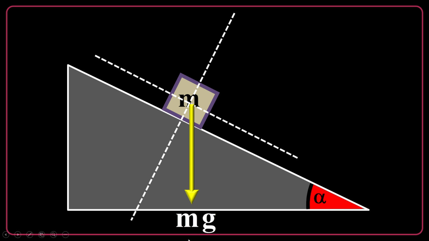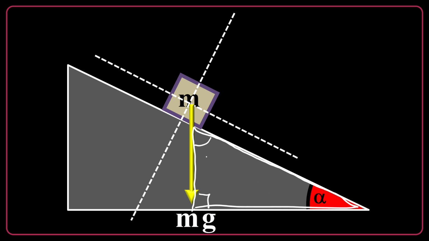mg is always downward. Now I'm looking for angles. Here I should know this angle or this angle to have a decomposition. How to find it? It's very easy. Look at this. Here I have a right triangle. This right triangle, okay? And this is the right angle.